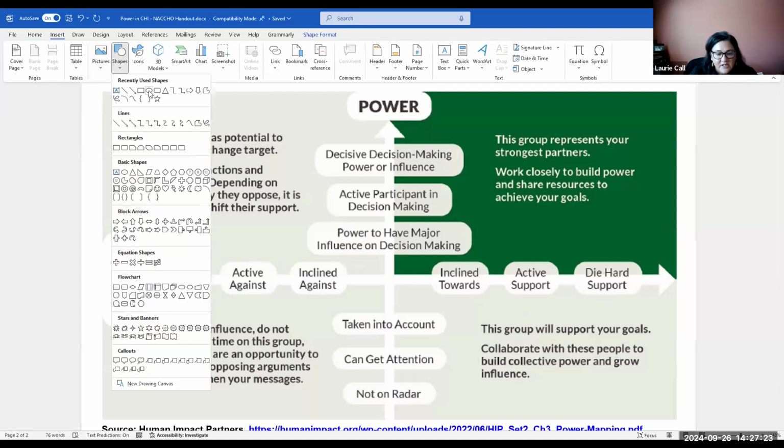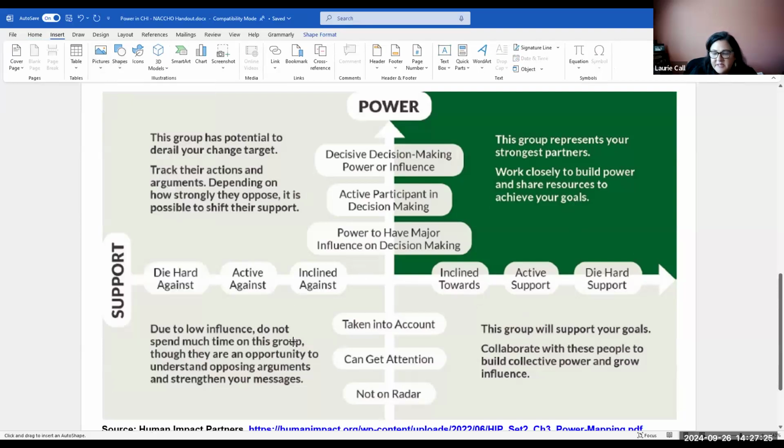We can get their attention. They're probably taking this into account. They have a power to have major influence on decision making. They have active decision making. They have decisive decision making.